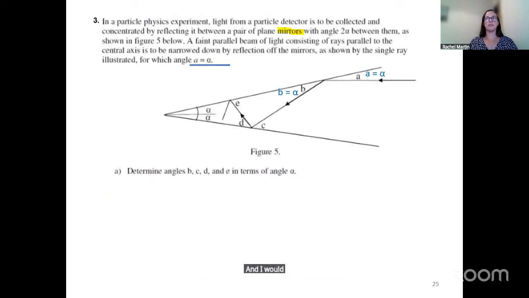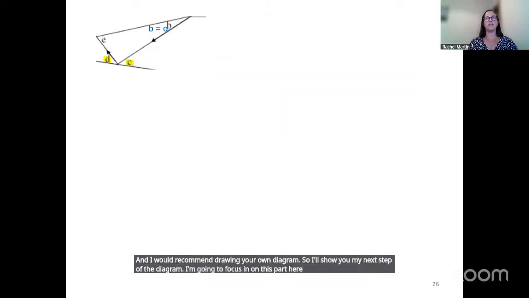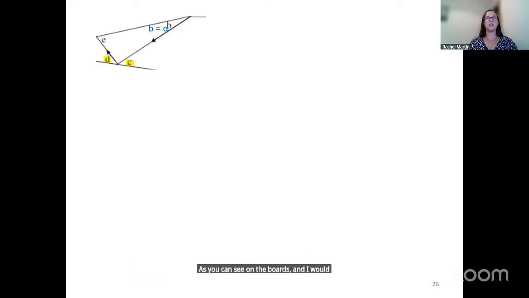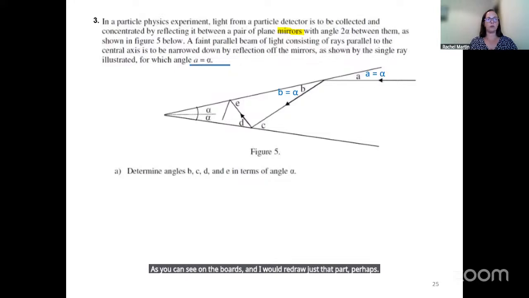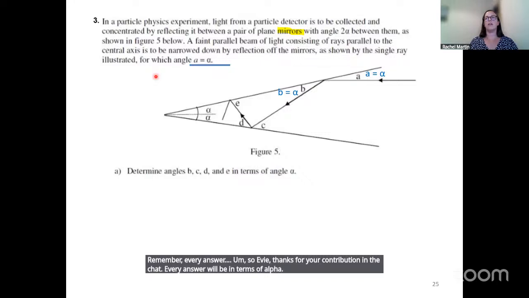And I would recommend drawing your own diagram. So I'll show you my next step of the diagram. I'm going to focus in on this part here, as you can see on the board, and I would redraw just that part perhaps, but I'll leave the whole thing on the board one more time. Remember, any questions, go in the Q&A. Evie, thanks for your contribution in the chat. Every answer will be in terms of alpha, okay? So not in terms of a value.